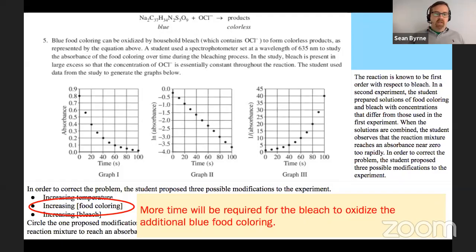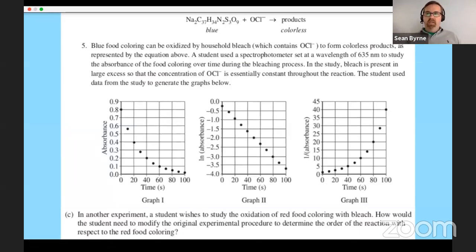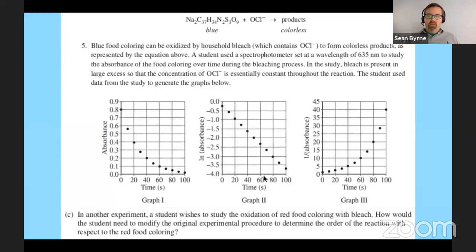Okay. And then the last question gets at a third; I've given away a little bit of the answer there. The student wishes to study the oxidation of red food coloring with bleach instead of blue food coloring with bleach. How would we need to modify this original experiment in order to determine this reaction? If you wanted to go back and notice just to the side of this red box, you should see that the student used a spectrophotometer set at a wavelength of 635.